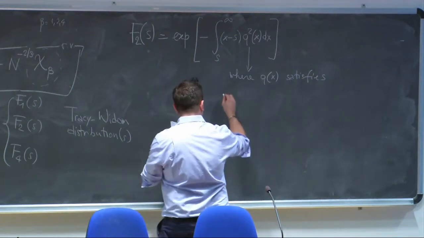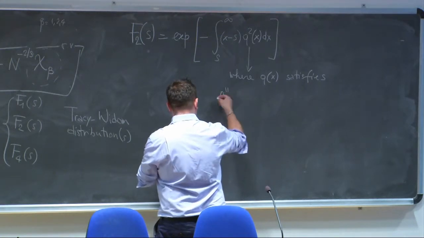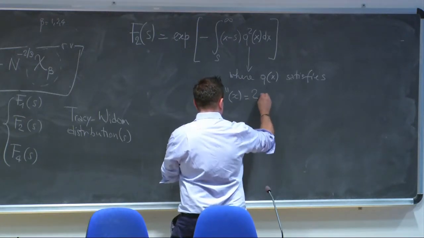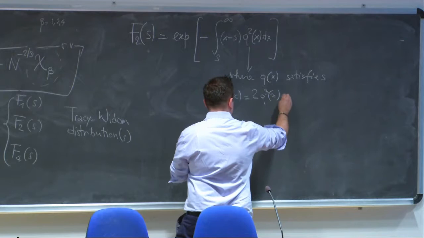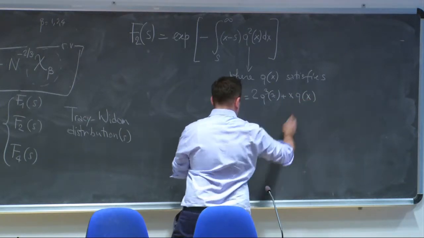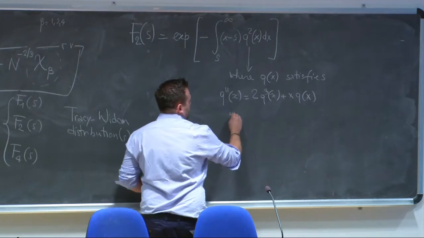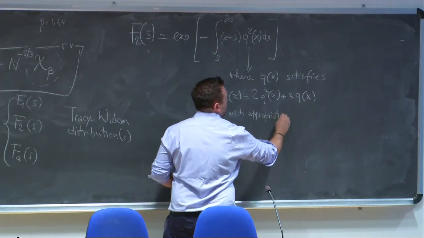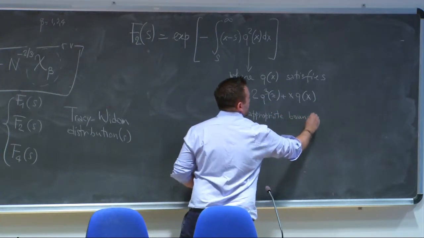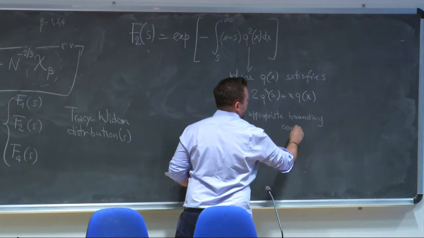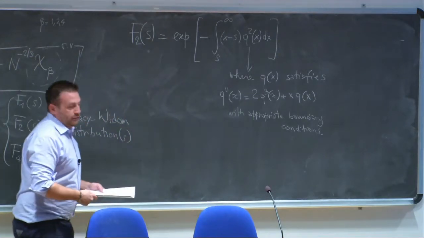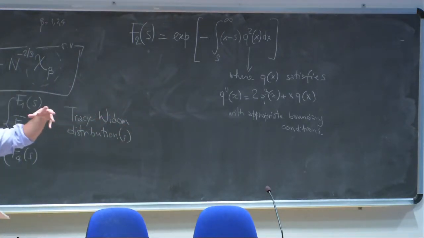So it satisfies the differential equation: the second derivative of q of x is equal to 2q cubed of x plus x q of x, with some appropriate boundary conditions. So you see, this type of object is very complicated even to write down and even to plot.